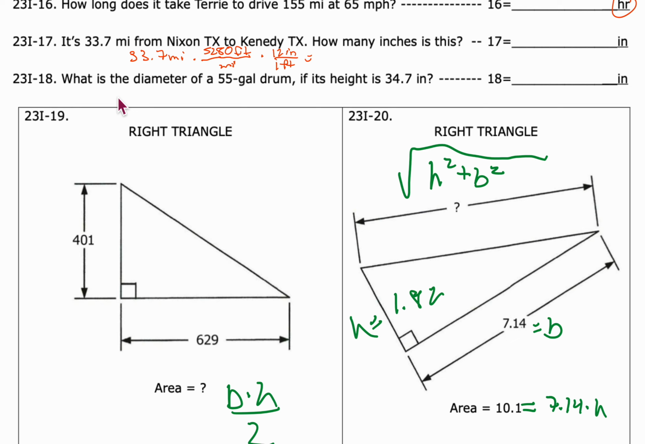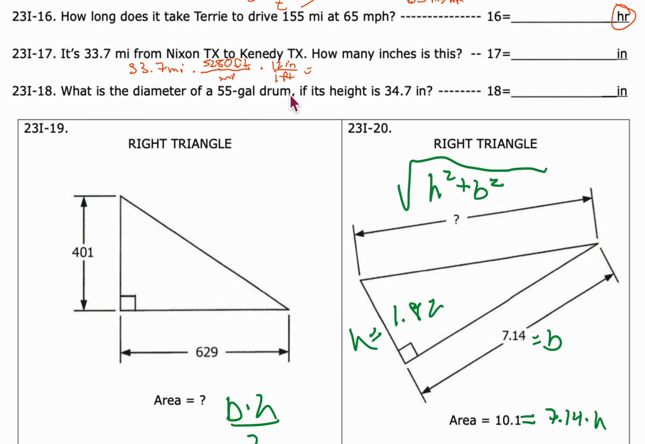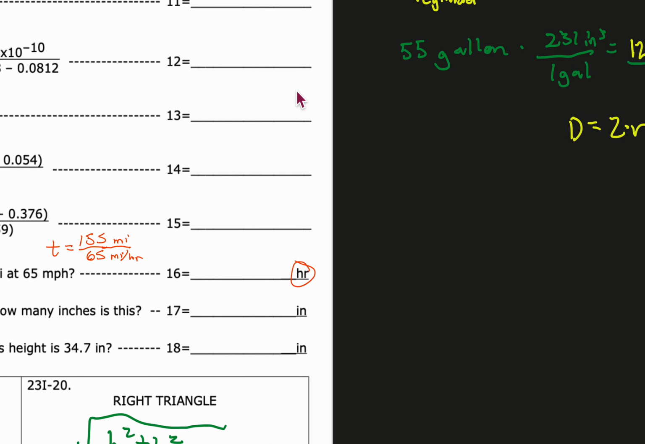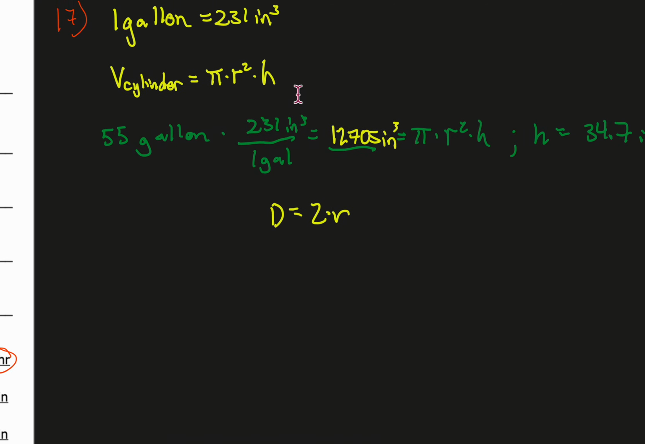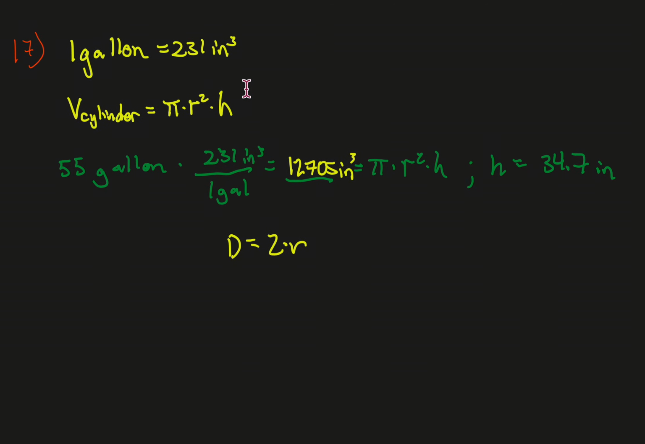All right, now 18, a slightly more interesting question. It asks, what is the diameter of a 55-gallon drum if its height is 34.7 inches? Well, what we need to understand about a drum, we're not talking about the drum we beat on, but its shape is pretty much the same. It's going to be a cylinder, okay?